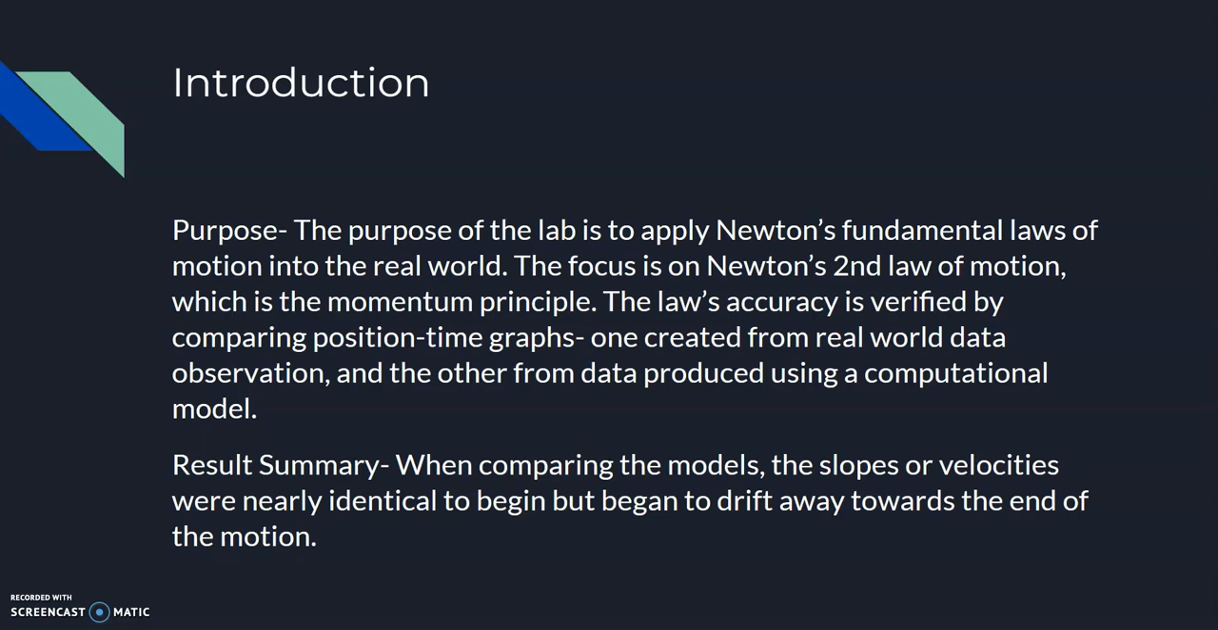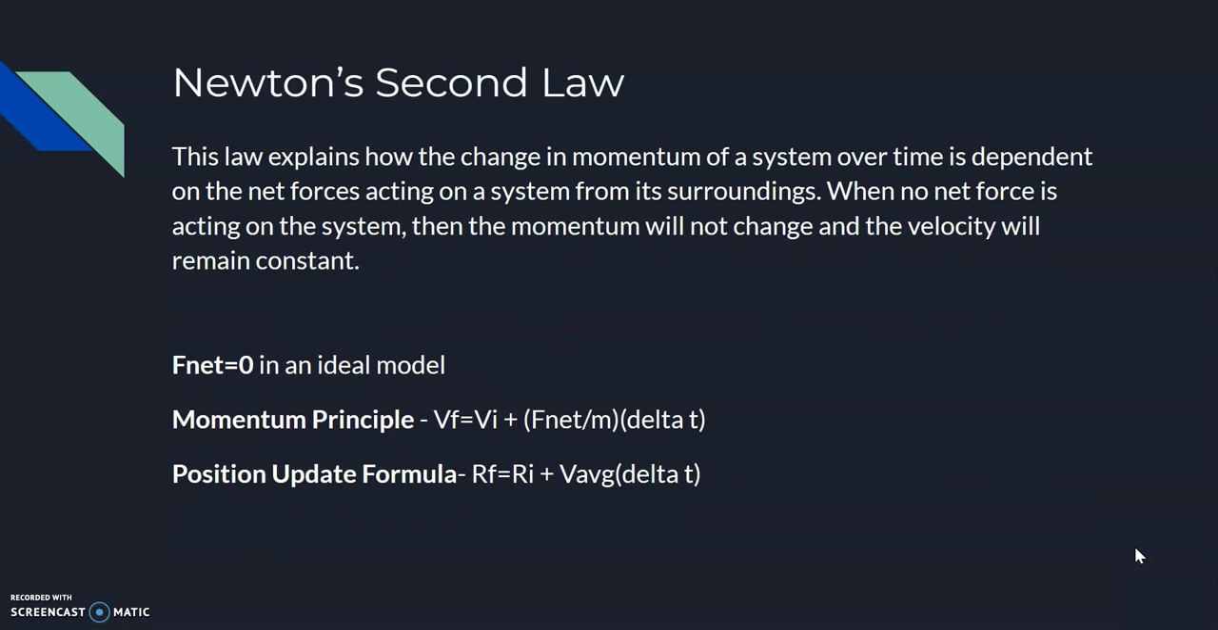A quick result summary is that when comparing the models, the slopes or velocities were nearly identical to begin, but began to drift away towards the end of the motion. This lab is mainly based around Newton's second law. This law explains how the change of momentum of a system over time is dependent on the net forces acting on a system from its surroundings.